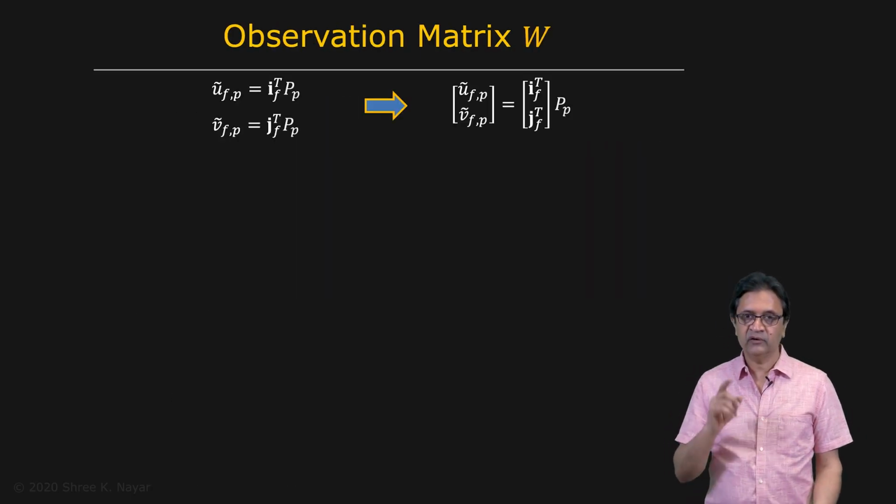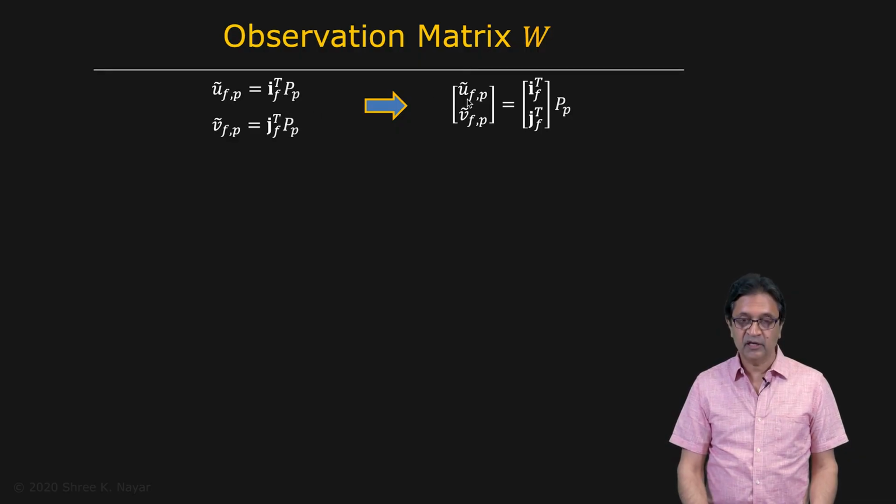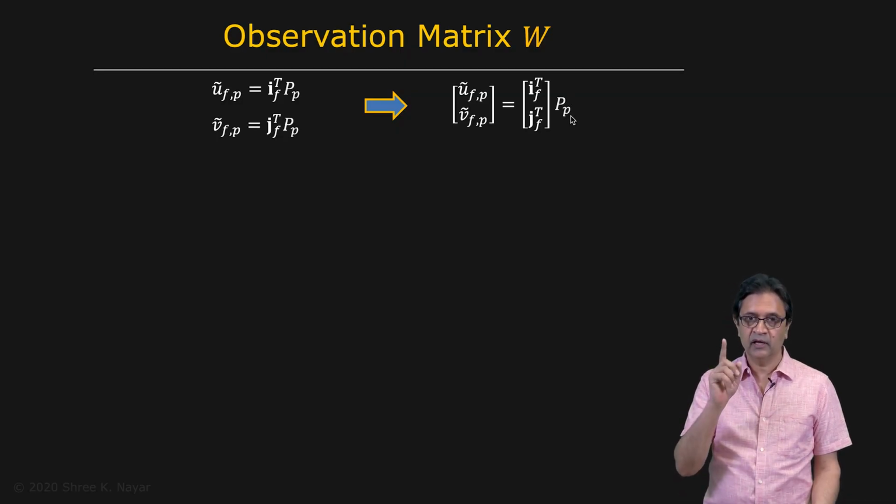All right, so for now, for each point in a particular frame, you get these two expressions right here, which we have derived. The camera centers are no longer there. These can be written in vector form as follows. You have U tilde, V tilde, FP, that is frame F, point P, is equal to IF transpose, JF transpose. These are your two unit vectors that define the orientation of the camera for frame F, times P sub P, which is a 3D coordinate of the point P. That's for one point in one frame.